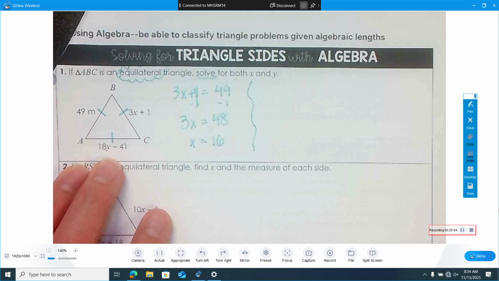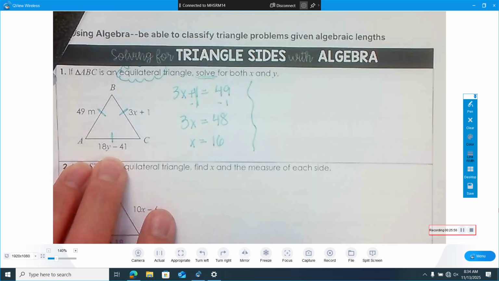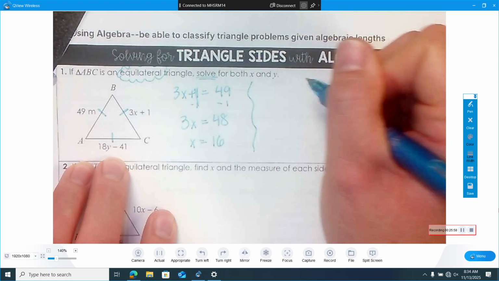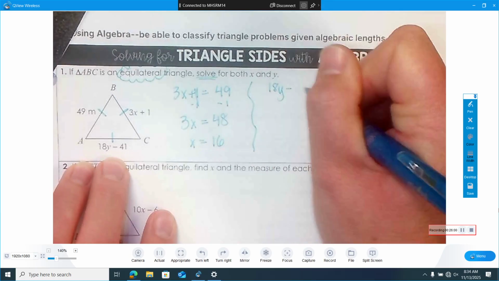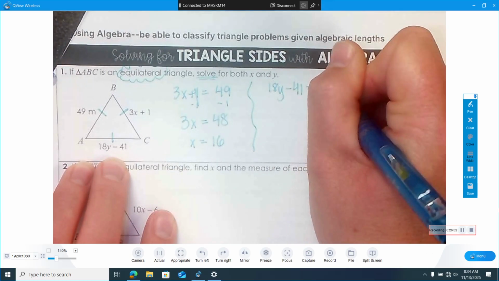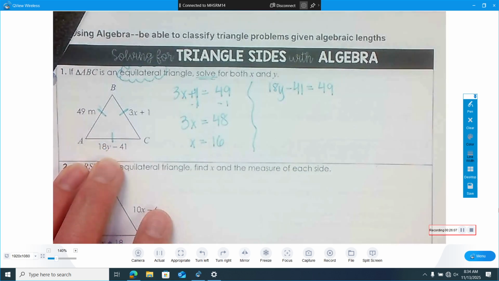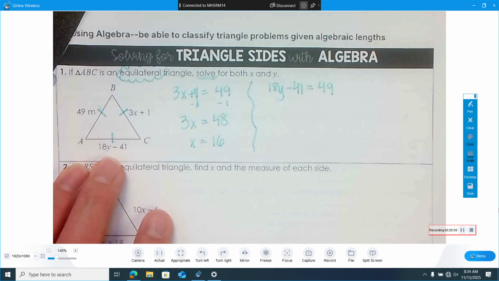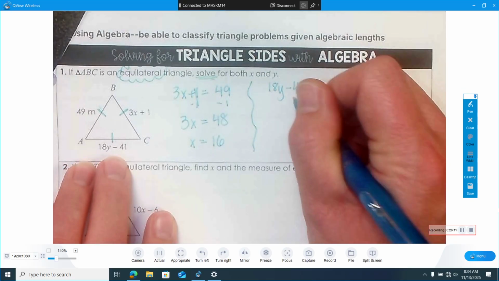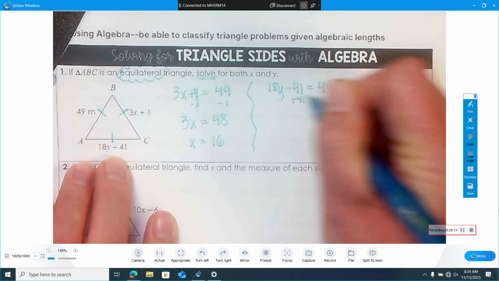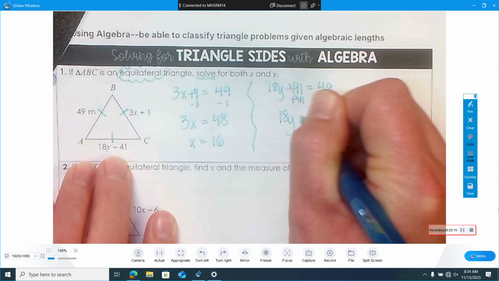All right, if x equals 16, that's great. Can I write another equation? Yes. What's my other equation? 18y minus 41 equals 49. Sure, that's another thing I can equate. Those two are also congruent. So 18y minus 41 equals 49. I'm going to go ahead and add 41. Add 41. So I get 18y equals 80, 90.